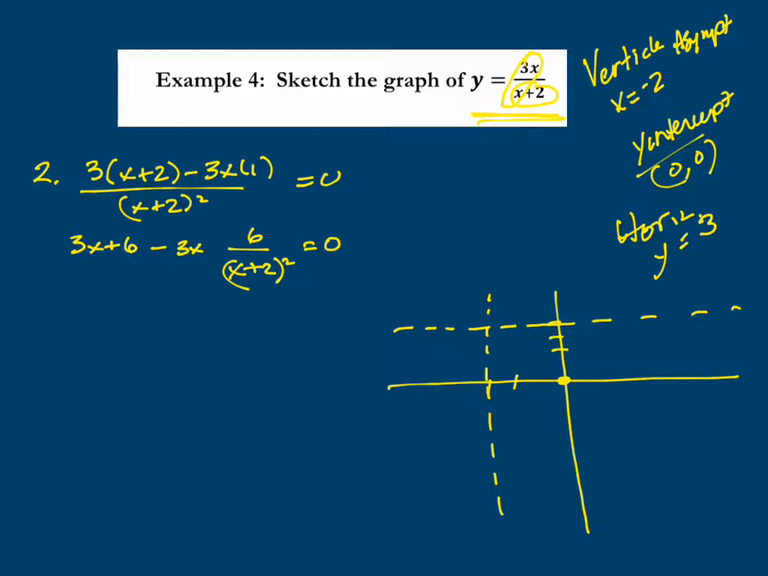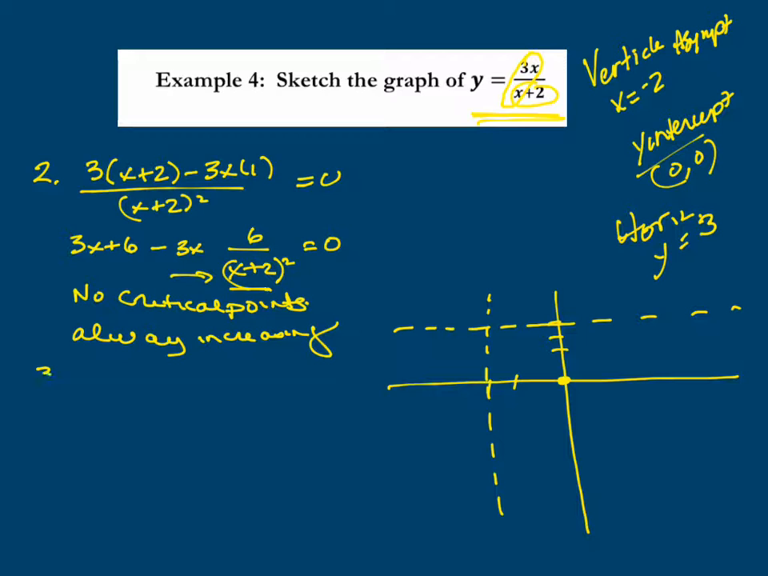So that means that I don't have any critical points. So it's either always increasing or always decreasing. And if you look at the function, it'll always be positive, so this is always increasing. Okay, so I know it's always increasing. It also shows us that it's undefined at x equals -2, but we already knew that. So we have an asymptote there.